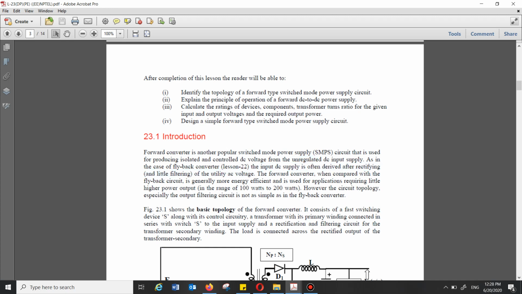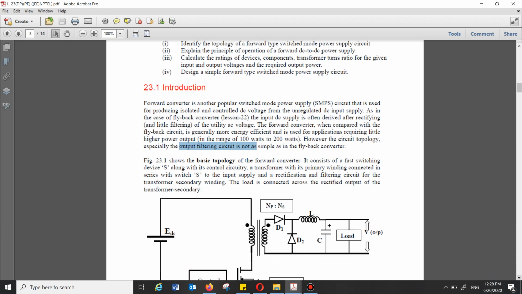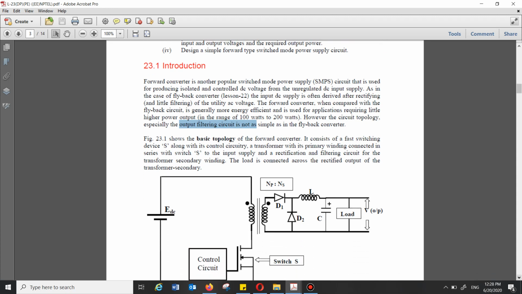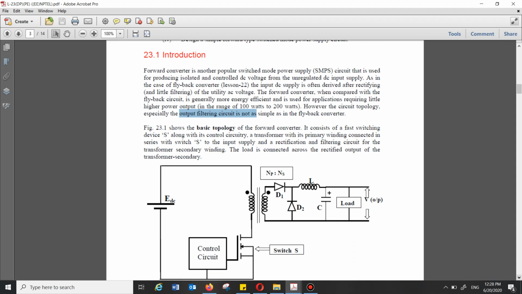However, the forward converter, when compared with the flyback, is generally more energy efficient and used for applications requiring power like 100 watt to 200 watt. But the circuit topology, especially the output filtering circuit, is not as simple as in the case of the flyback converter. The circuit is a little bit complicated. This is the figure showing the topology.